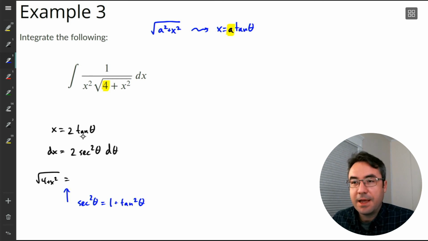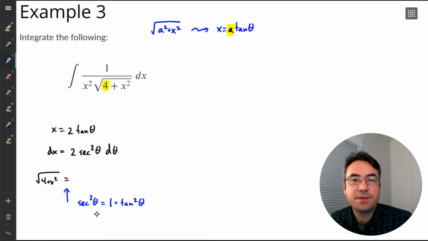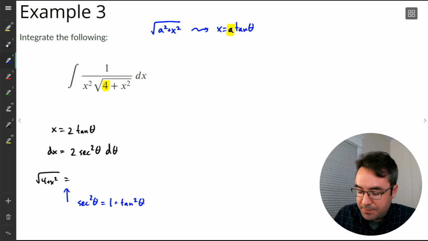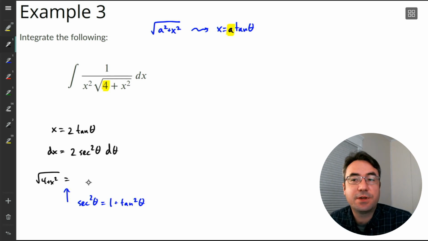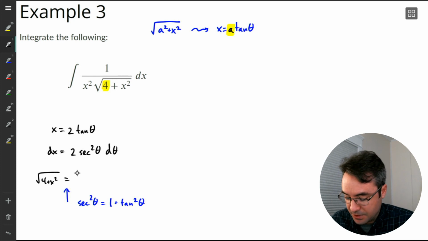So here, x is 2 tan theta. We could run through this whole thing using this trig identity, but what we would end up seeing is just that this square root term is going to be the opposite trig function based on this identity. So it's going to be 2 times secant theta.